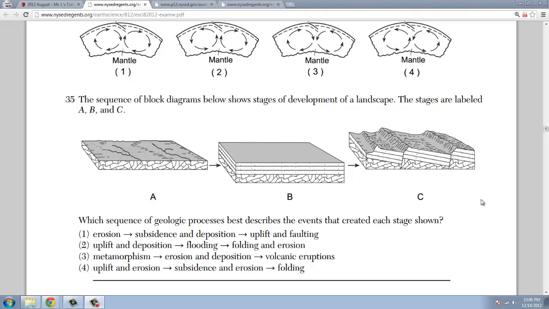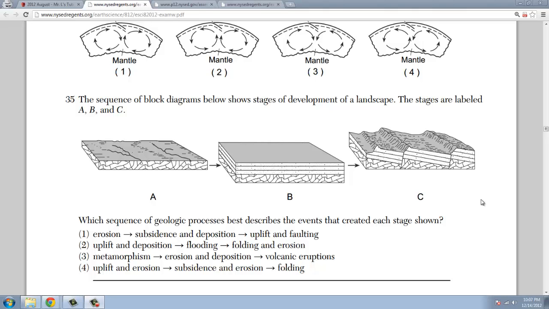And the first one said uplift and deposition. So I don't think that's right. But let's just move on. Number 3 says erosion and deposition. Okay, well we said deposition is probably right. I don't really see any deposition or erosion rather, but that sounds like it's possible. Metamorphism for number 3 didn't really seem right, but let's move on. Number 4 says subsidence and erosion. I don't really see erosion here, and it wouldn't make sense for it to be uplift and erosion and subsidence and erosion. But let's move on.